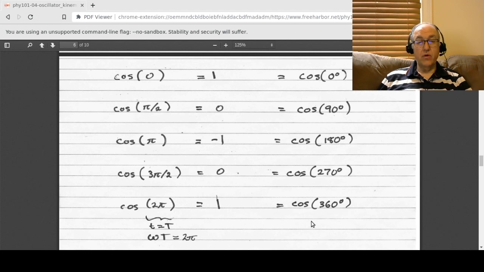Cosine of 270 is 0, and cosine of 360 is the same as cosine of 0, and you're back to 1 again. Okay. Now you'll notice I've got this little bit here. Remember, when you hit 2 pi, you've reached the full cycle. So if you go back to formula number 1, when omega times little t, when little t is equal to capital T, that entire argument would look like omega times capital T is equal to 2 pi.